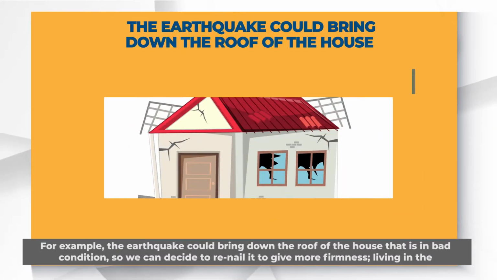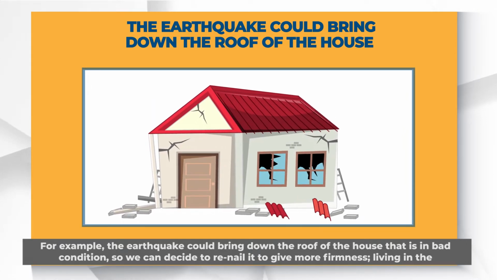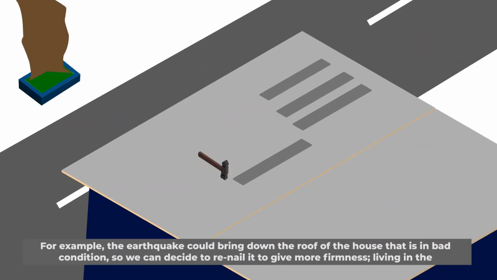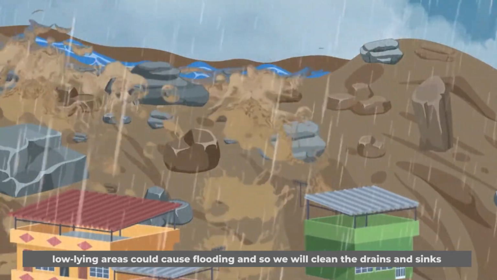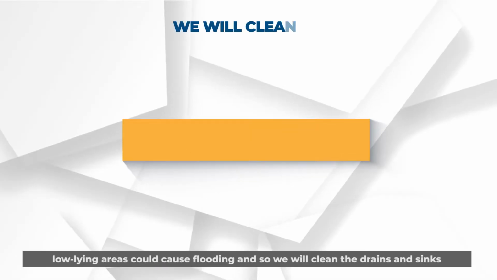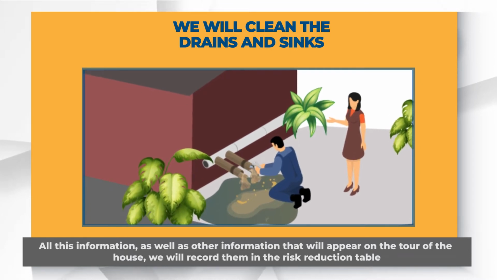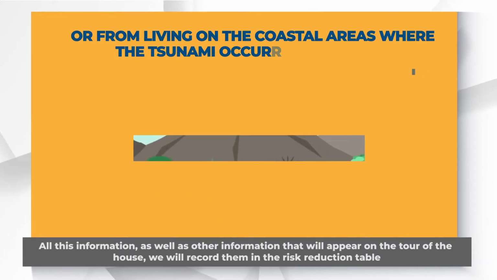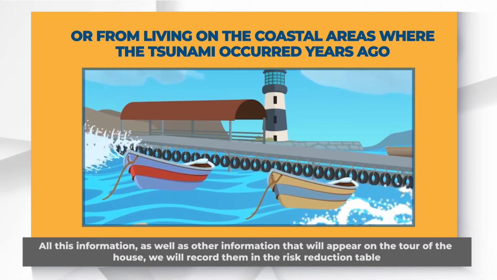For example, the earthquake could bring down the roof of the house that is in bad condition, so we can decide to renail it to give more firmness. Living in low-lying areas could cause flooding, so we will clean the drains and the sinks. All this information, as well as other information that will appear on the tour of the house, we will record in the risk reduction table.